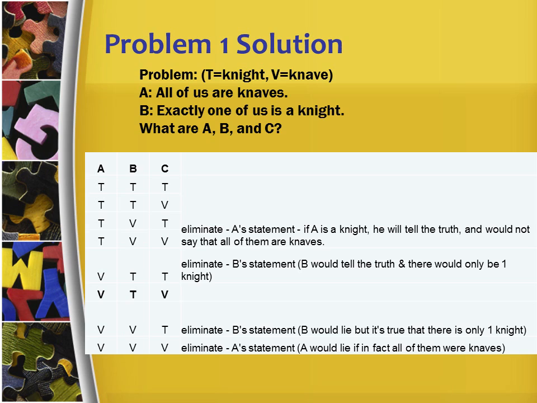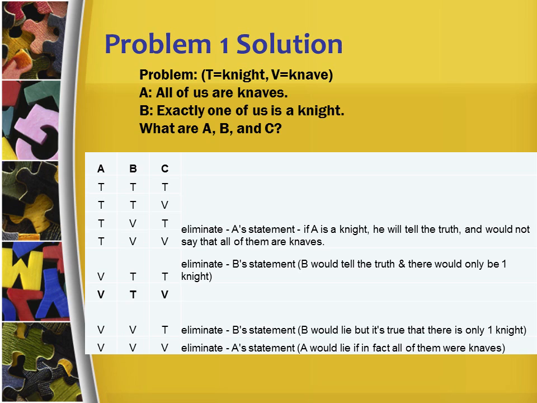Let's look at the situation where it's VVT. That implies that B is a knave. If B is a knave, B is lying. B needs to lie. In the situation of VVT, there is exactly 1 knight. But if B is lying, he would not say that. He would not tell the truth. So there's a contradiction there. So VVT can be eliminated.